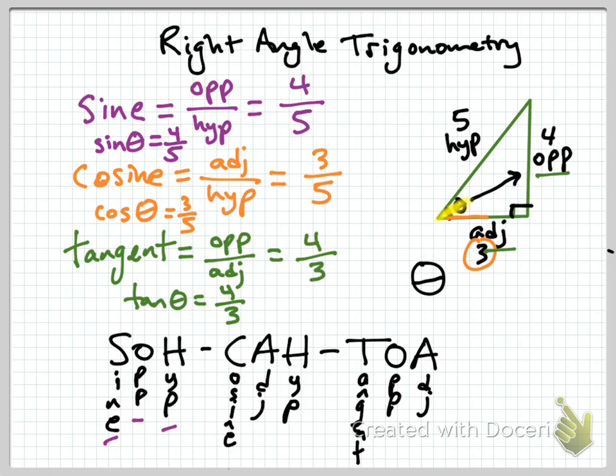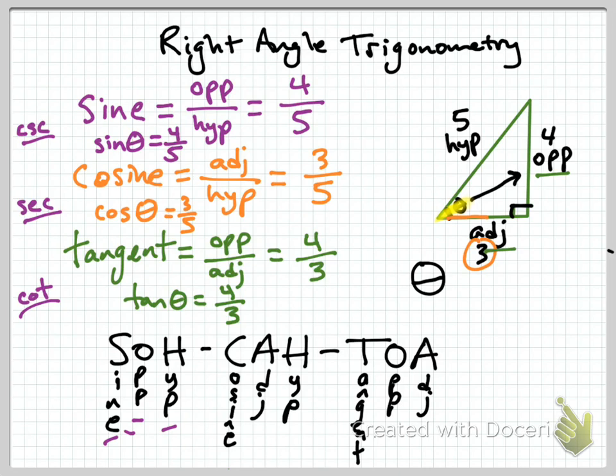The textbook gets into what they call cosecant, secant, and cotangent, which are just the reciprocals of each of these. So they write it like this: cosecant, secant, and cotangent. So the cosecant of theta would be 5/4, the reciprocal of sine. I meant 5/4 on the first one. The secant is 5/3. And cotangent would be 3/4.